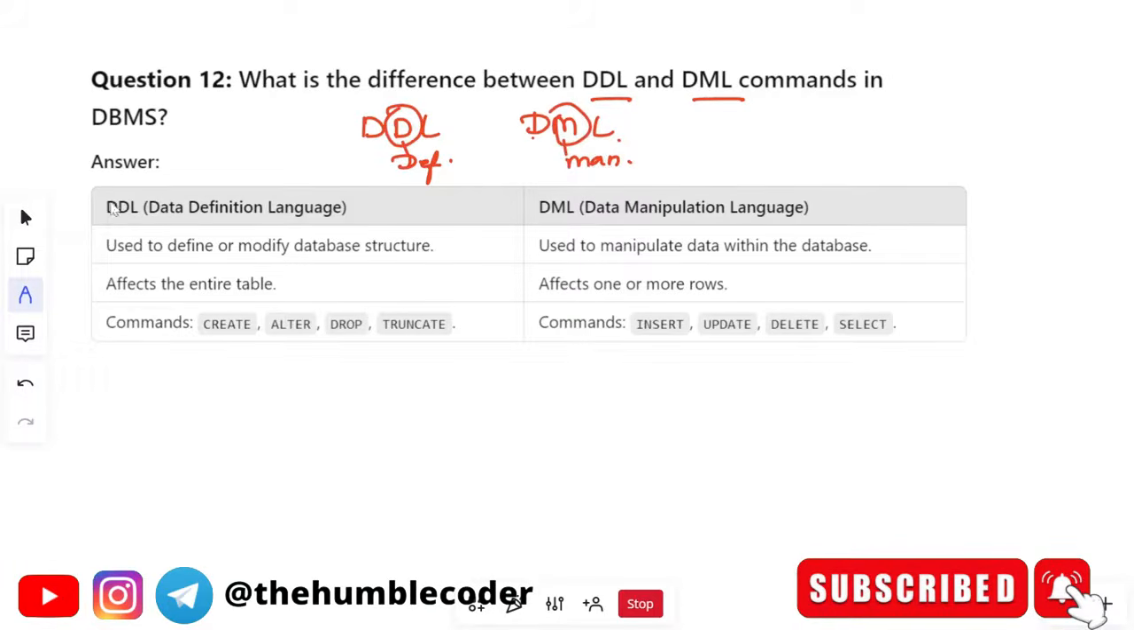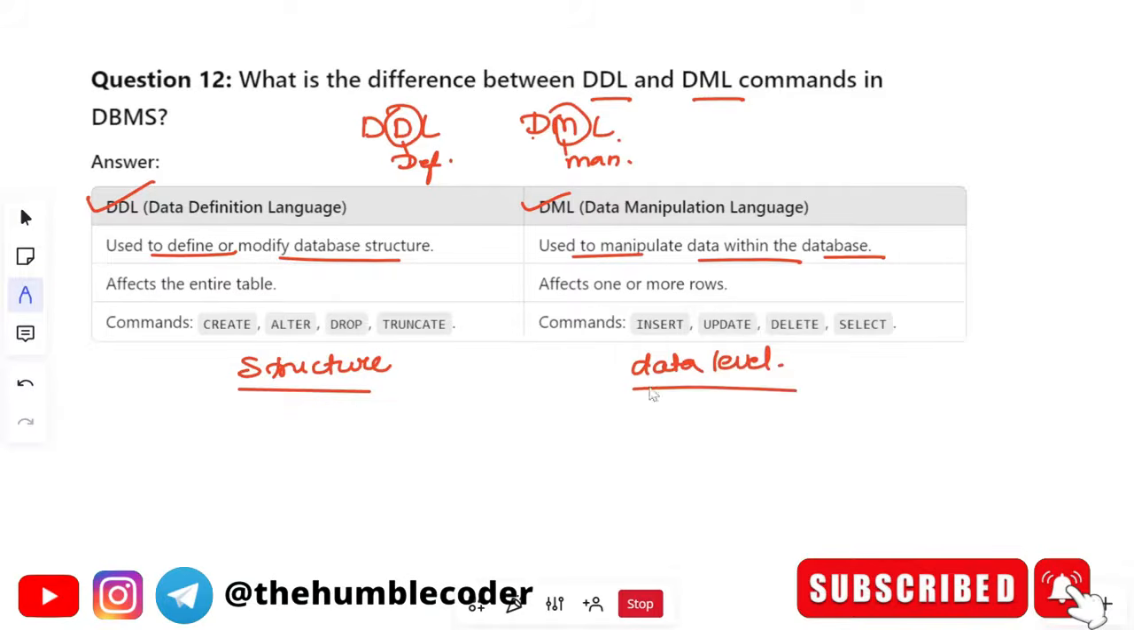for manipulation. Let's see. Data definition language is used to define or modify database structure, whereas data manipulation language is used to manipulate data within the database. Okay, see, it is modifying the structure. Understand this thing, very important. DDL is mainly responsible for modifying the database structure, whereas DML, which is manipulation, is happening on data level. Okay, which is manipulating the data. So that is why I'm writing data level and not structure level.